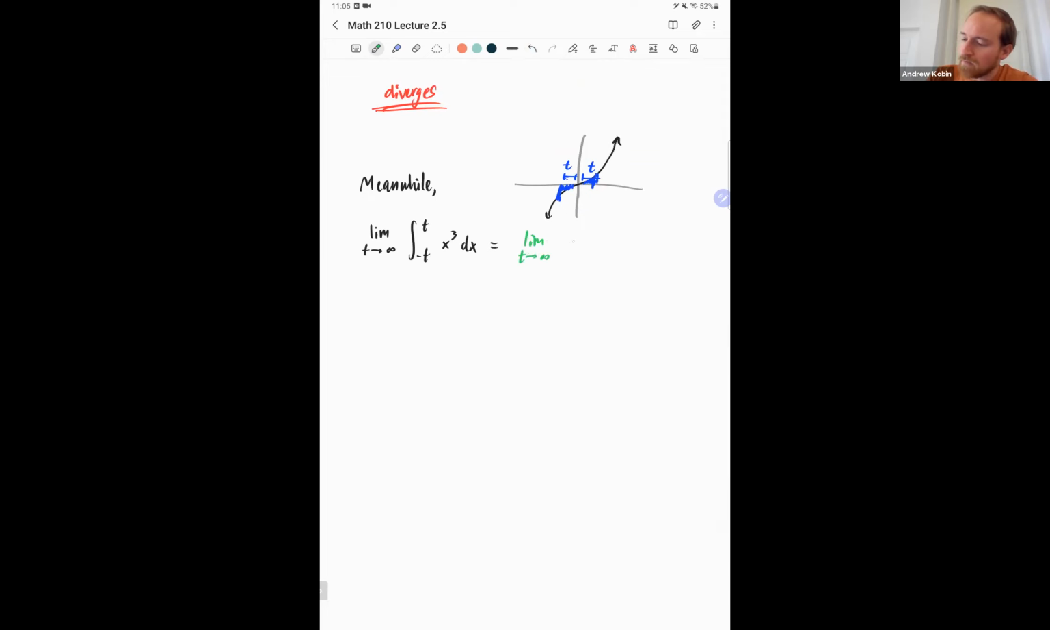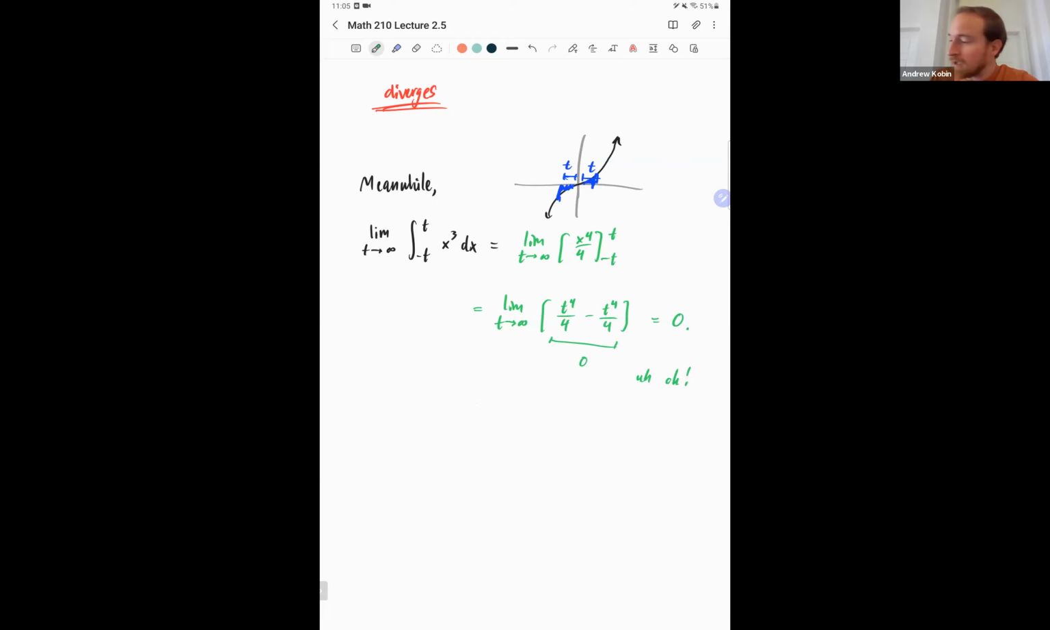So the limit as t approaches infinity, same integral, x to the fourth over 4, evaluated from negative t to t. Keep our limit around until the end. If I plug in t, I'll get t to the fourth over 4. If I plug in negative t, well, it's an even power of x, so I get positive t to the fourth over 4 again. And that's the whole issue. This expression is 0, and the limit of 0 is 0. So we got the wrong answer.